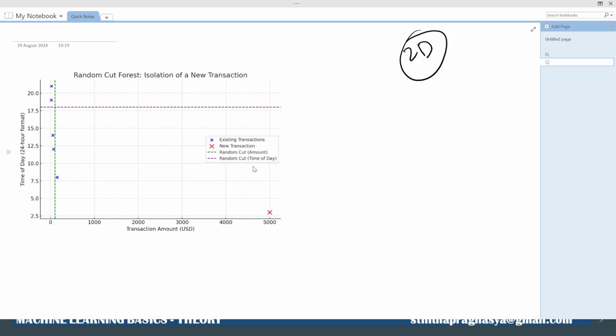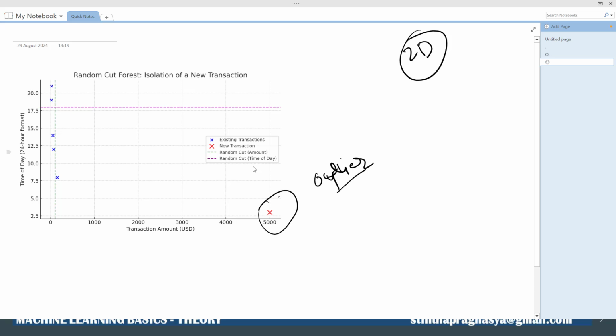So what can you see from here? The new transaction would be plotted as an outlier because it is far away from your random cuts. Pretty much all these are in the same tree, correct? Not in the same tree, but at least in each cut. In this cut they are together, in this cut they are together, but in both the cuts this is far away. So this is an outlier, indicating this is a fraudulent transaction.